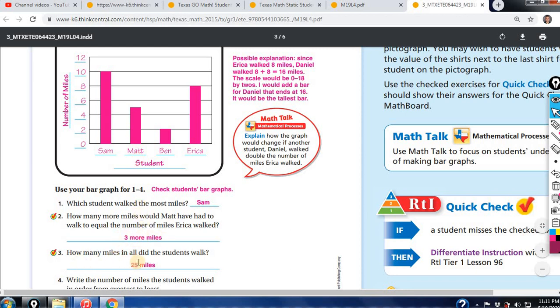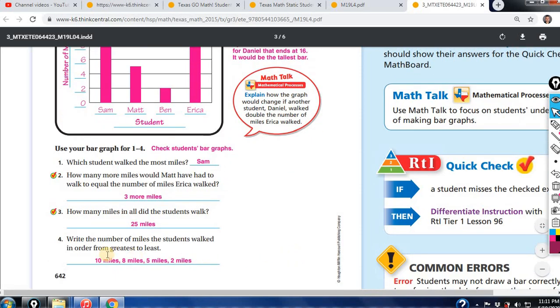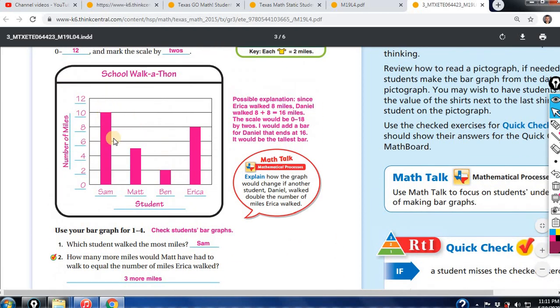How many miles in all did the students walk? Well, we just add them all. 10 plus 5 is 15, plus 2 is 17, 17 plus 8 is 25. Write the number of miles the students walked in order from greatest to least. And now greatest to least, it'd be 10, 8, 5, 2.